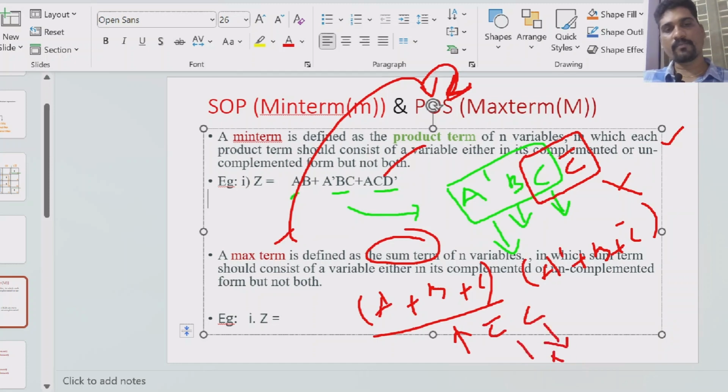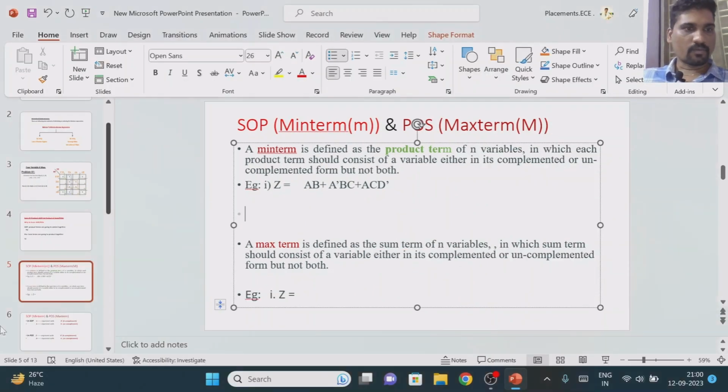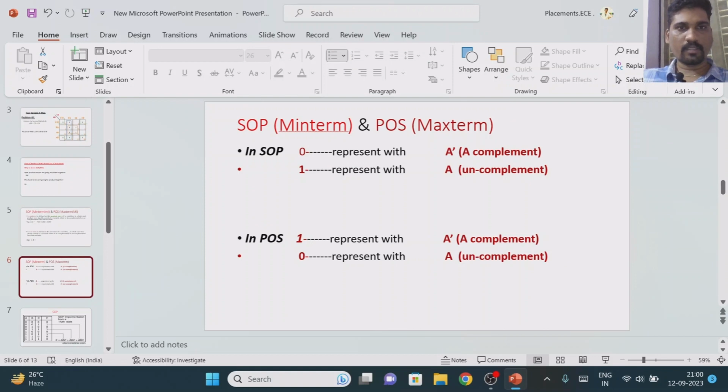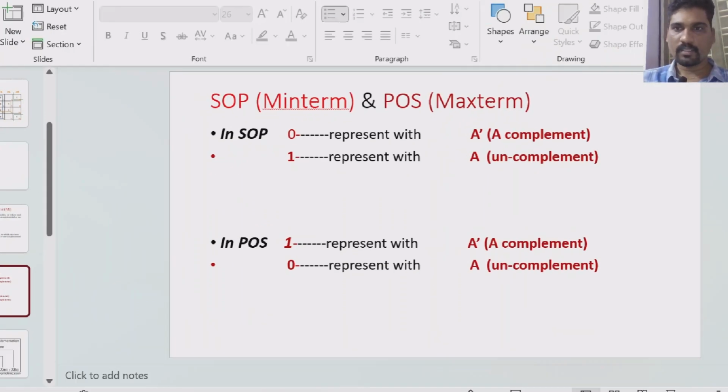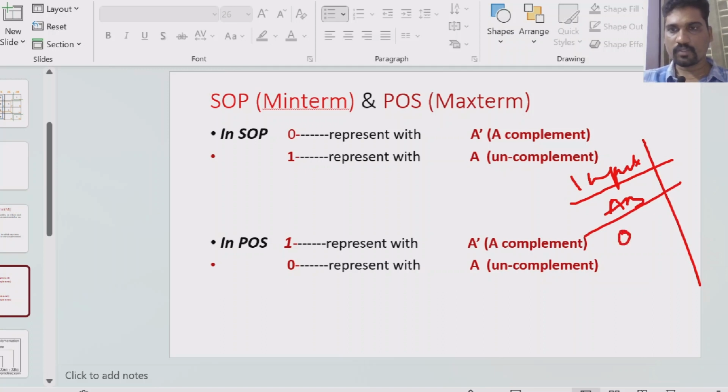If you understand the minterm, then the maxterm is nothing. The minterm is related to the product term, and the maxterm is related to the sum term. That point you have to understand. Then one more important point. For example, consider two inputs, one is A and another one is B. Two inputs means these are the possibilities: 0 0, 0 1, 1 0, 1 1. Let us consider some random output, 1 0 1 0.